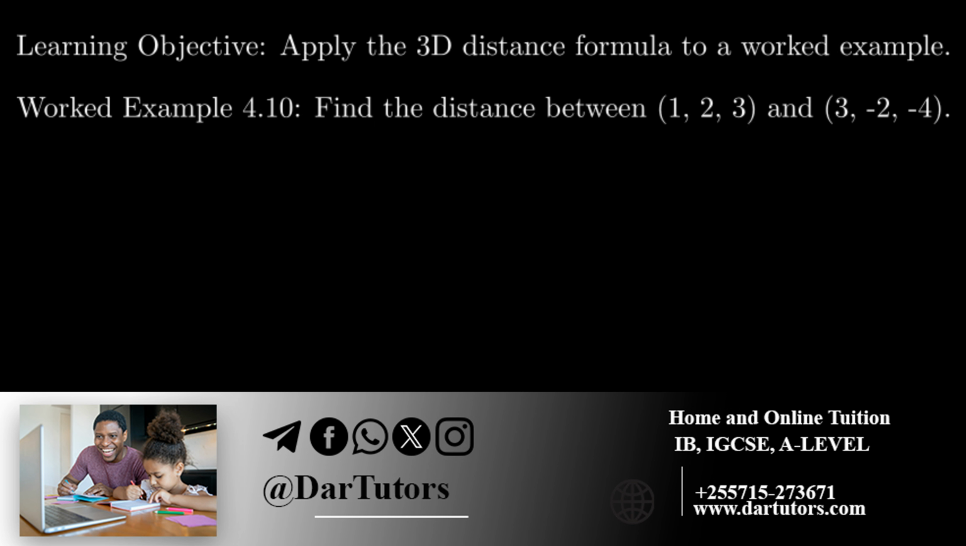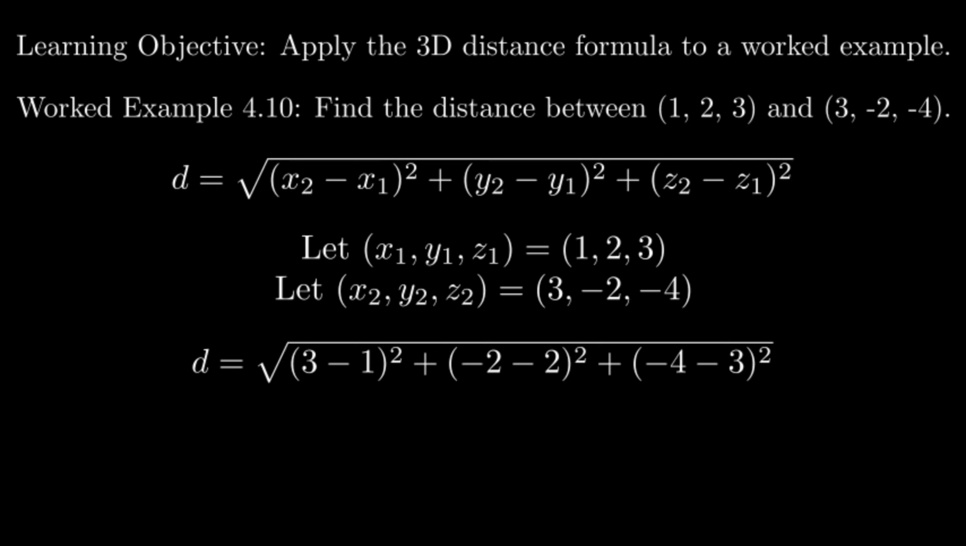Next, we need to label our points. It doesn't matter which one we call point 1 and which one we call point 2. The result will be the same. Let's designate 1, 2, 3 as our first point and 3, minus 2, minus 4 as our second point. Now, we substitute these values directly into the formula. Be very careful with the signs, especially with the negative numbers. Substituting the coordinates, we get the square root of (3 minus 1) squared plus (minus 2 minus 2) squared plus (minus 4 minus 3) squared. Let's simplify the terms inside the parentheses first.